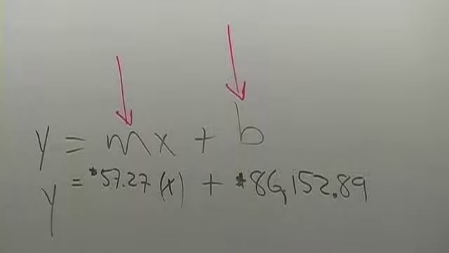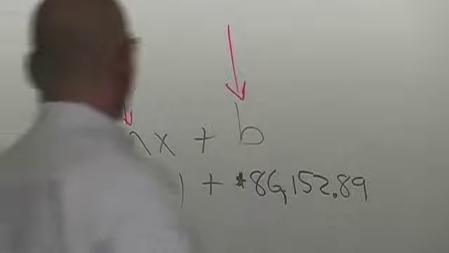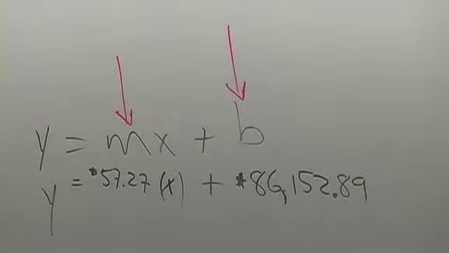So what is the name of this thing, Nick? No, the whole thing. The y equals mx. The whole y equals 5727x plus $86,152.89. What's the name of that? Just the cost function. Cost function. So that is a cost function. That's what we call a cost function.